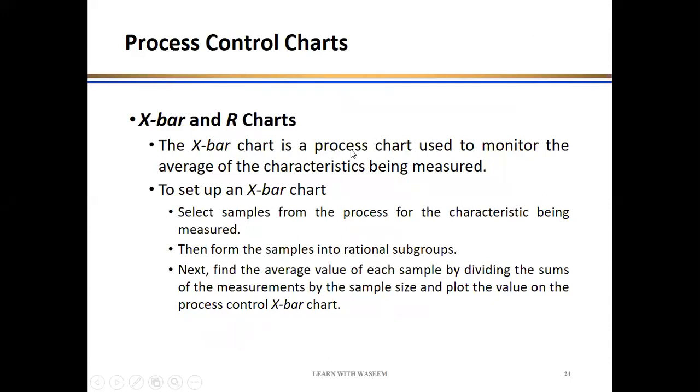So the X bar chart is a process chart which is used to monitor the average of the characteristics being measured. To set up an X bar chart, select samples from the process for the characteristics that you want to be measured. Then form the samples into rational subgroups. I will explain these points in the coming example, so just listen to me right now, and I will explain these points directly or indirectly in my example, and you will understand it very easily. Next, find the average value of each sample by dividing the sum of the measurements by the sample size and plot the value on the process control X bar chart.